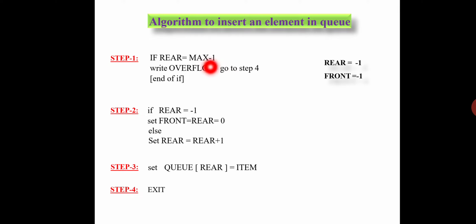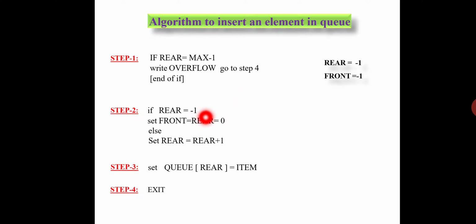See, rear is equal to maximum minus 1. Initially rear is equal to minus 1 and front is equal to minus 1. If this condition is true, then we write "queue is overflow", and then exit. Queue is overflow means we can't add any element to the queue.